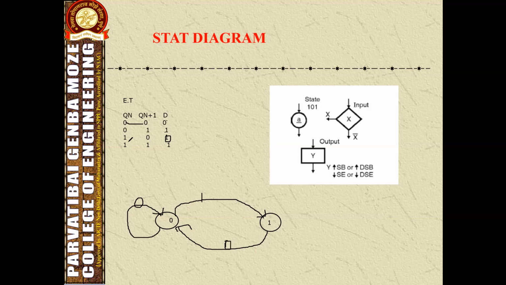This should be 0. Then state 1 to 1. Here state 1 to 1. So at what input? At D is 1. Then this is the state diagram for D flip-flop. So let's see how we can construct the state diagram for SR and JK flip-flop also.